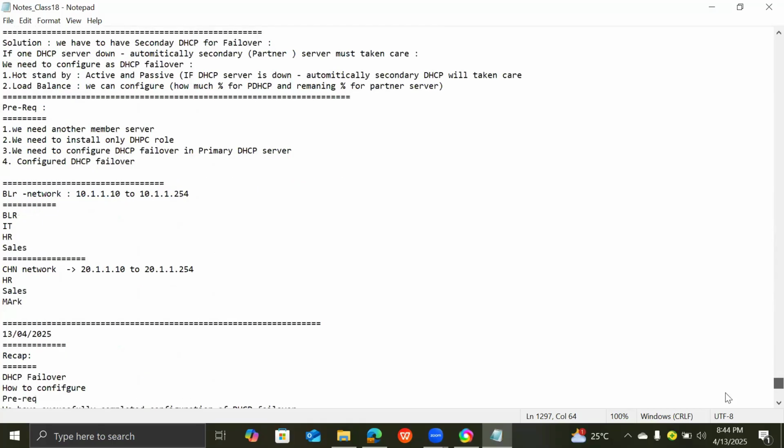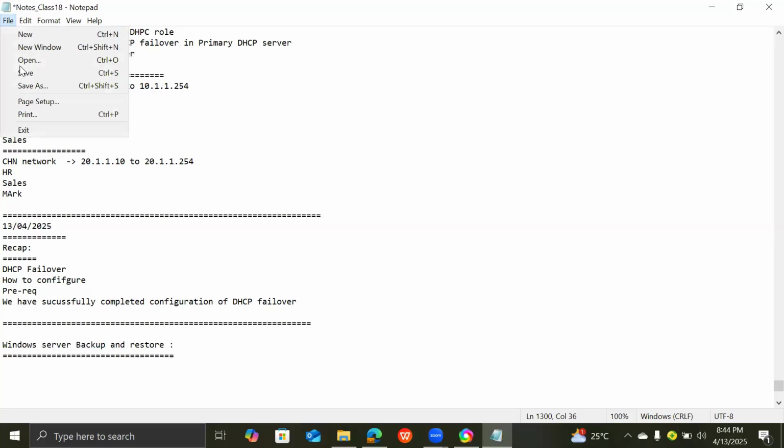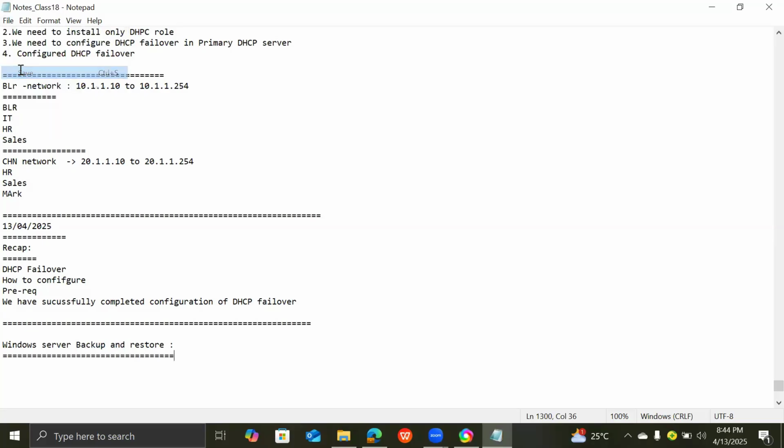Perfect. Okay, today we will be talking about Windows Server backup and restore. Have you guys heard about Windows Server backup and restore? Yes, we used to do system state backup and others. So the most important thing is to know the concept of backup and the types of backup.